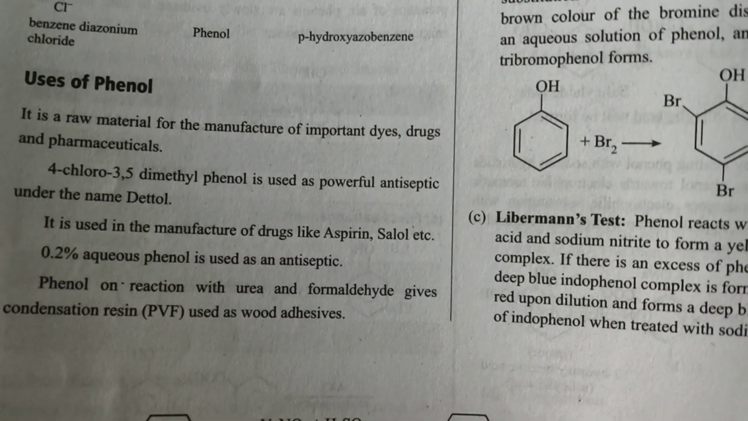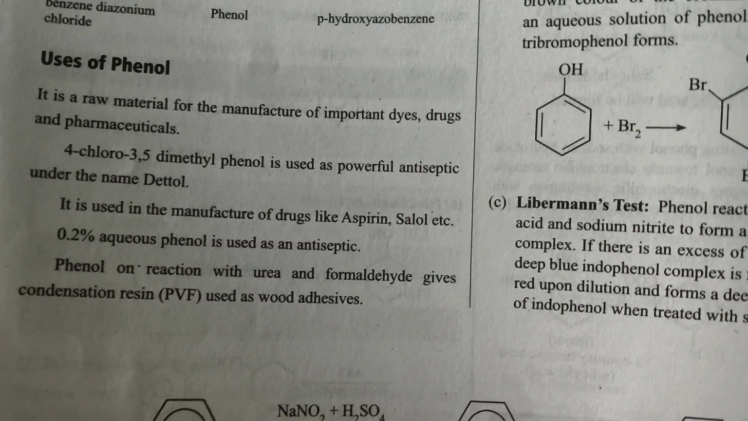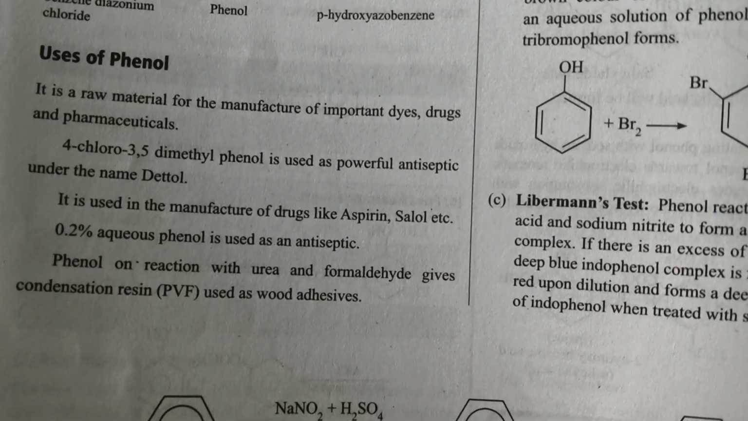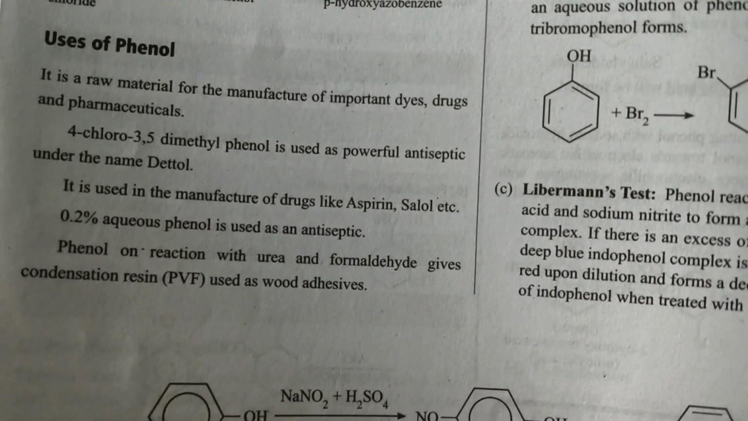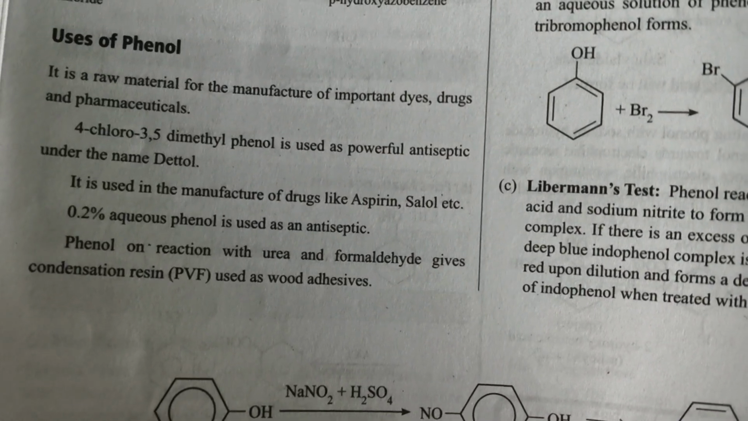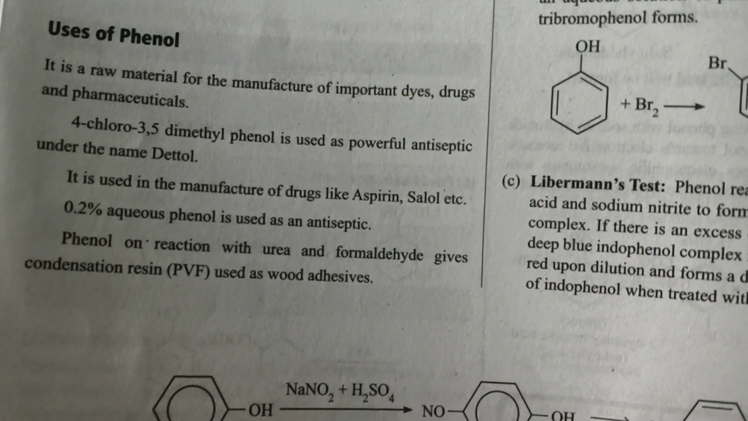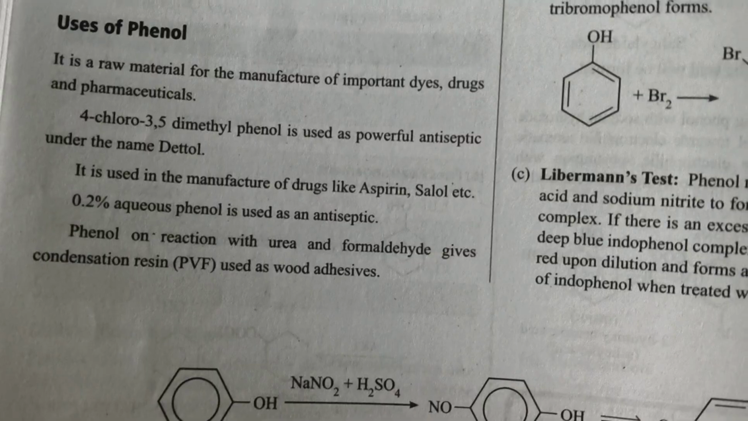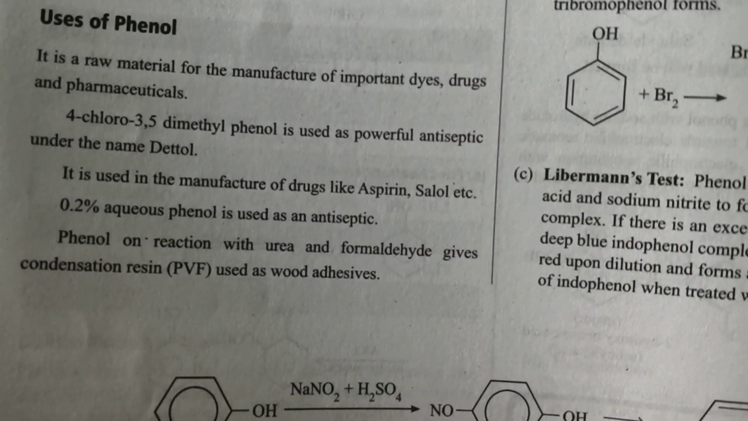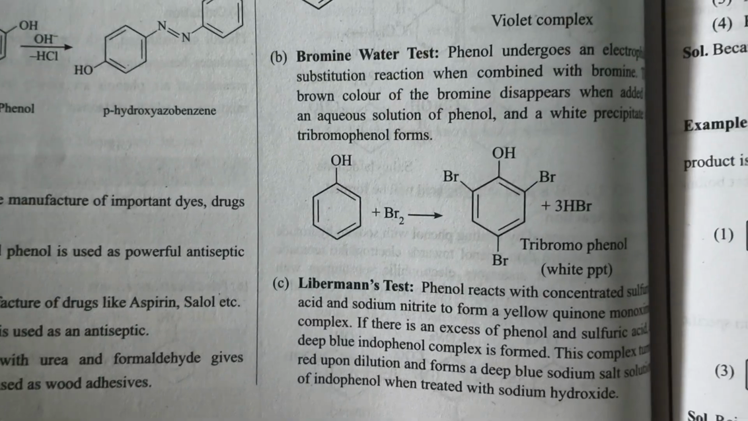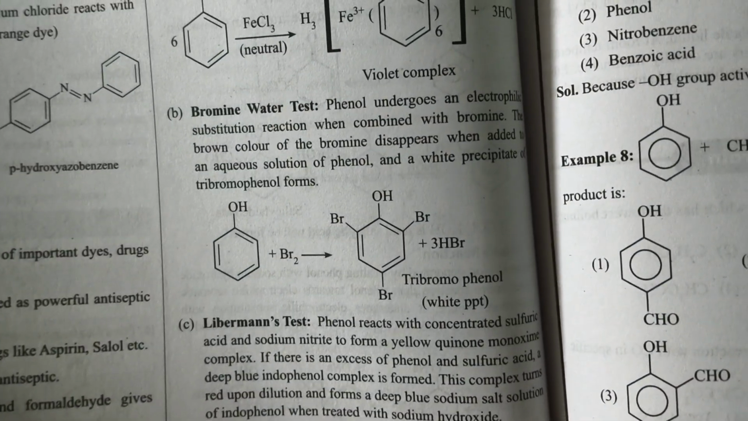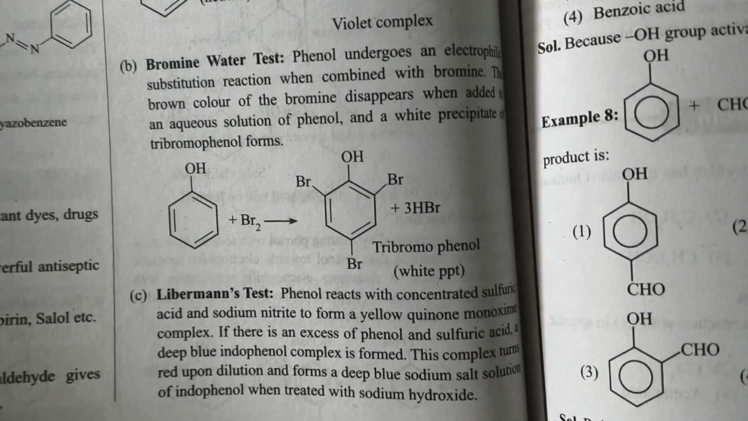4-chloro-3,5-dimethylphenol is used as a powerful antiseptic under the name Dettol. It is used in the manufacture of drugs like aspirin and salicylic acid. 0.2% aqueous phenol is used as an antiseptic. Phenol on reaction with urea and formaldehyde gives a condensation resin used as wood adhesive. Bromine water test, Liebermann test.